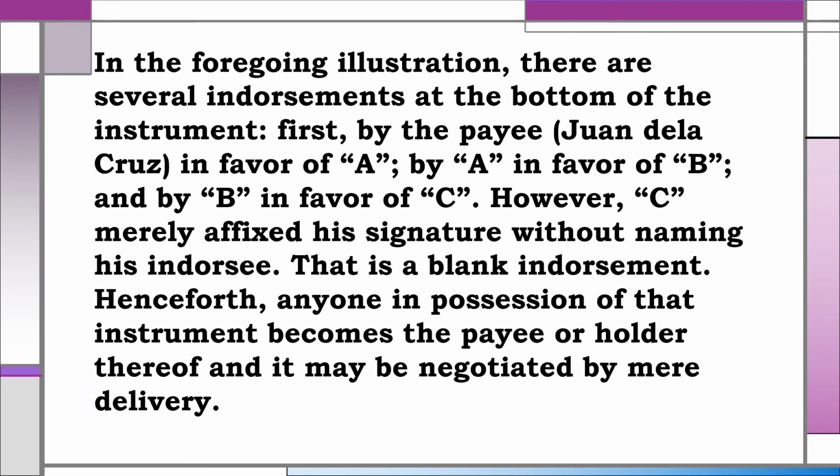In the foregoing illustration, there are several endorsements at the bottom of the instrument. First by the payee Juan de la Cruz in favor of A, then by A in favor of B, and by B in favor of C. However, C merely affixed his signature without naming his endorsee. That is a blank endorsement. Henceforth, anyone in possession of that instrument becomes the payee or holder thereof, and it may be negotiated by mere delivery.